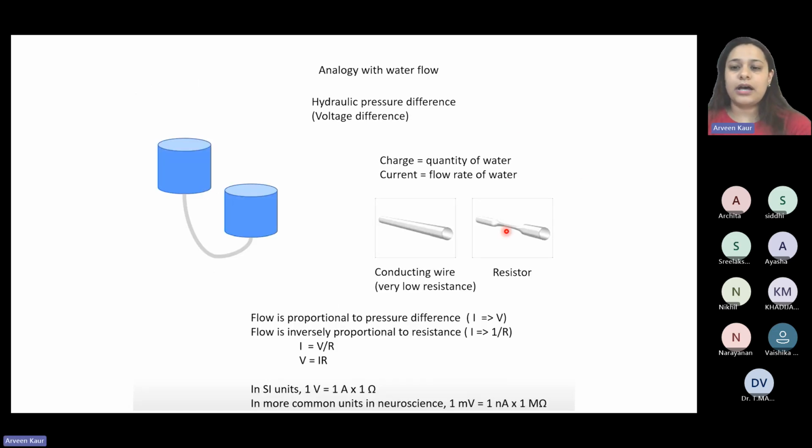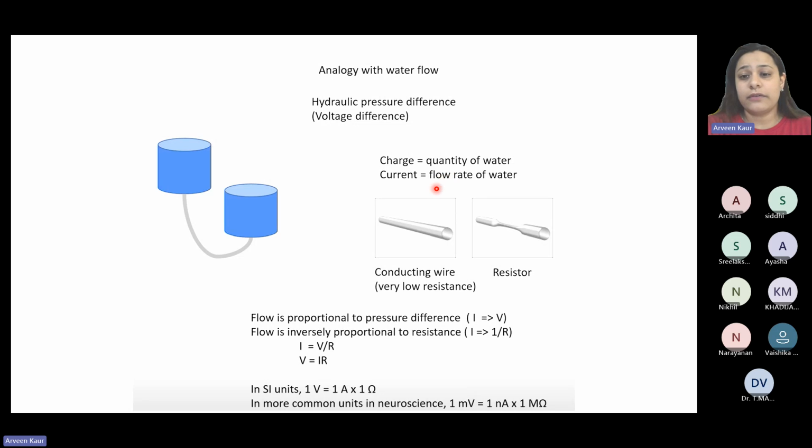So let us draw an analogy with water flow, right? The hydraulic pressure difference is going to be the voltage difference. That is the difference in height between this first drum and the second drum, right? The greater the height difference between them, the higher the voltage difference, the higher the hydraulic pressure difference, right? The charge will be the quantity of water that is flowing.